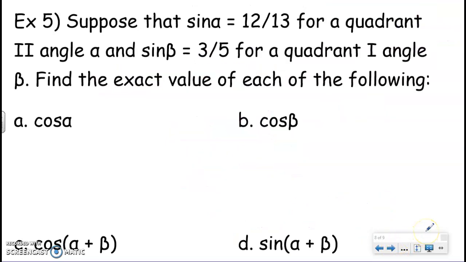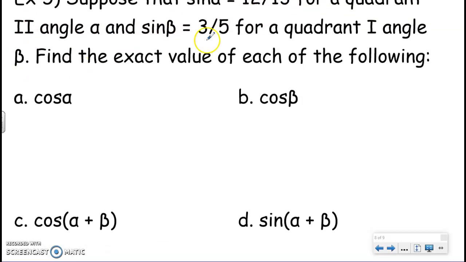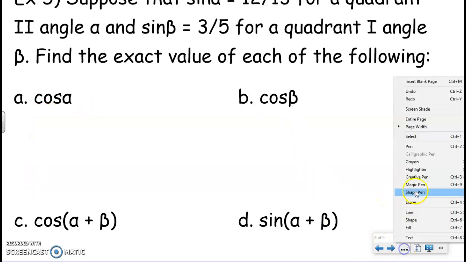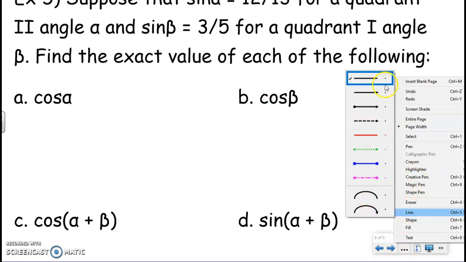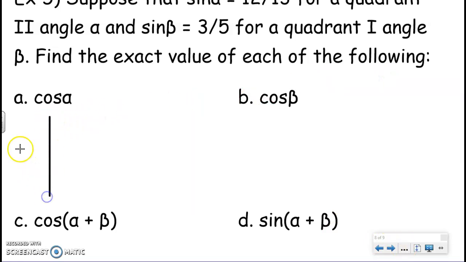Okay, last problem here, and this is very similar to what you would see on an assessment, is finding an exact value. So if I tell you that sine is 12 over 13 for a quadrant 2 angle, and sine is 3/5 for a quadrant 1 angle, you could find the exact value of each of them by drawing some diagrams. So if I draw this first one in, let's see if I can do this using some straight lines here.